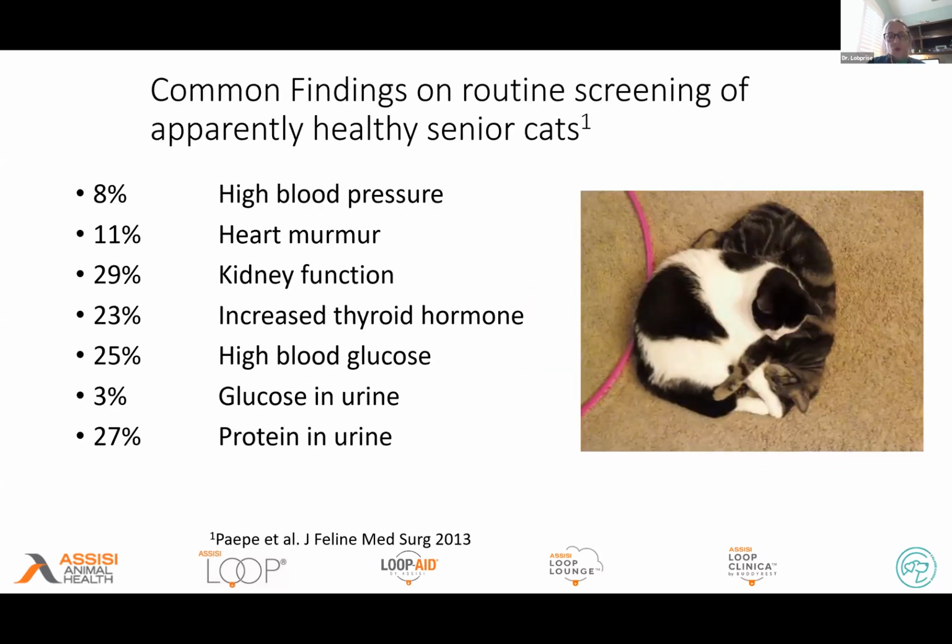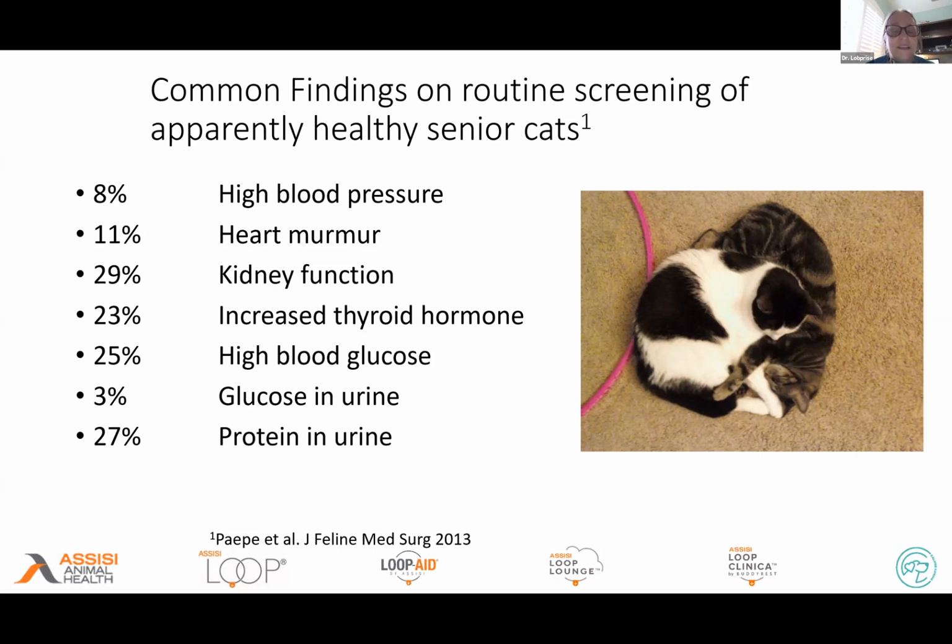When routine screening, blood work, urinalysis and blood pressure was done on apparently healthy senior cats, in a study done back in 2013, with no signs of illness and no complaints, problems were found early. There was high blood pressure in 8%. Some had heart murmurs. Up to 29% were showing some decrease in kidney function. And in fact, back in 2013, before we had a test called SDMA, that meant that kidney function on these 29% of patients was down to 25% of their normal kidney function. So that's pretty significant. That can produce protein in urine.